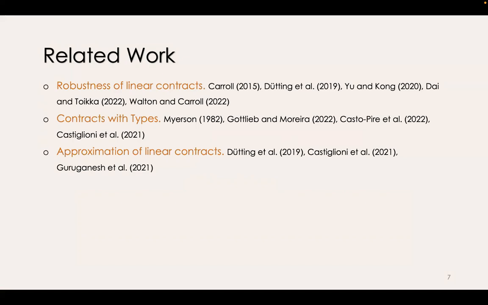And lastly, this analysis of linear contracts using worst-case approximation is gaining traction and has been adopted in pure moral hazard setting by Duetting et al., and subsequently by Castiglione et al., and Guruganesh et al. in Bayesian settings. Both have shown that in their models, which incorporate multi-parameter types and additional uncertainty on top of the uncertainty that we have in our model, linear contracts have suboptimal performance.